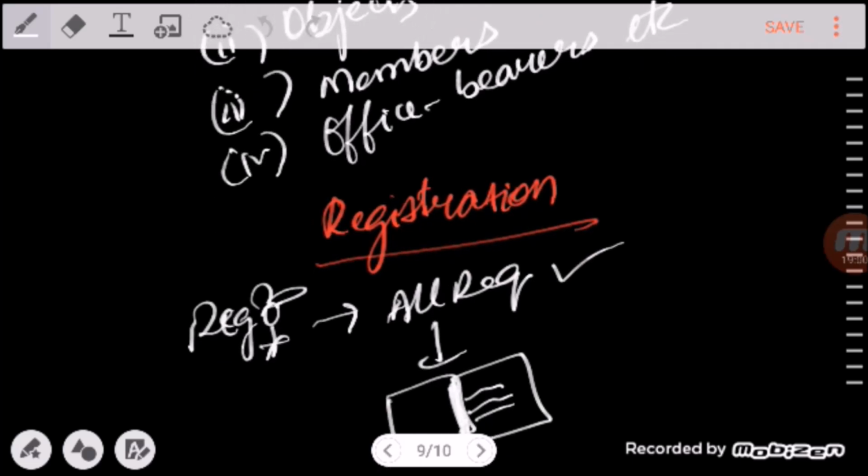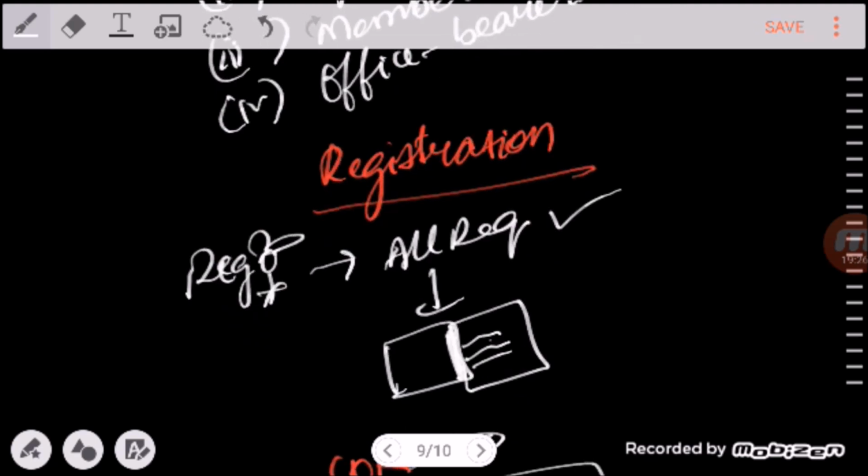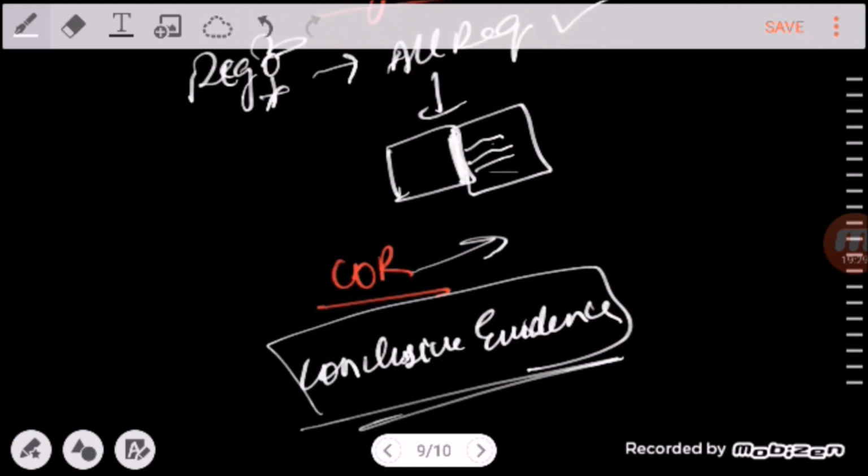Then we discussed the power to call for further particulars. The registrar has the power to call for further particulars and to require alteration of name if he thinks fit. Then we discussed the registration: the registrar, on being satisfied that the trade union has complied with all the requirements of this Act, shall register the trade union by entering it in the register. Then what will the registrar do after entering in the register? He will issue a certificate of registration, and this certificate of registration is the conclusive proof.